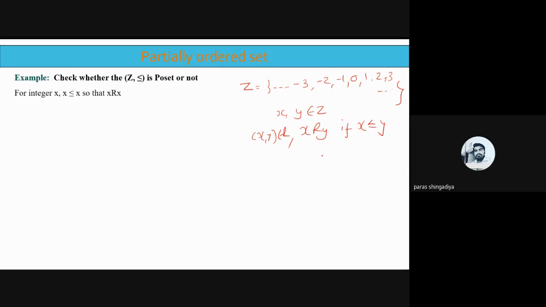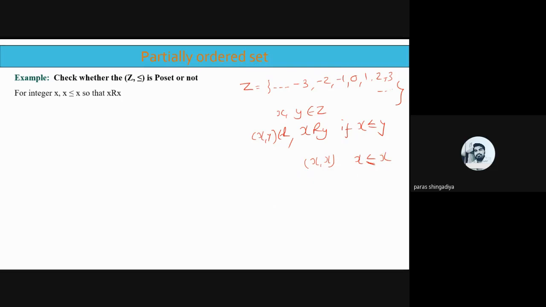So for (x, x), (x, y) belongs to R if x is less than or equal to y. So when we say that (x, x) belongs to R, if it satisfies x less than or equal to x, then we can say that (x, x) belongs to R. So for every x belonging to Z, we can easily say that 1 is less than or equal to 1, 2 is less than or equal to 2, 0 is less than or equal to 0, -1 is less than or equal to -1. Why is it true? Because the equality is included here. If we remove the equality, then it is wrong, and it does not satisfy the reflexive condition.